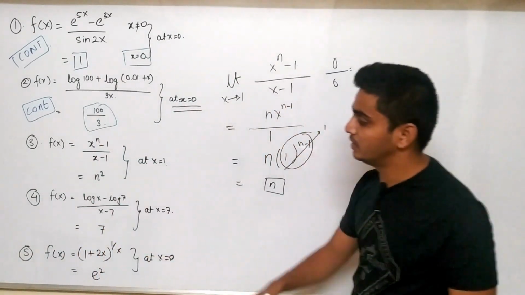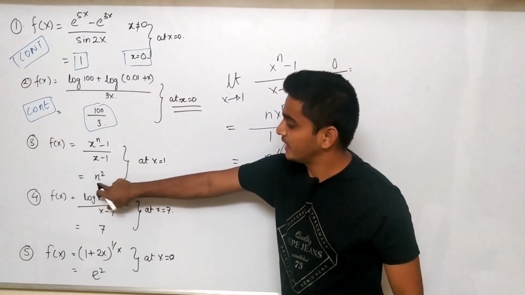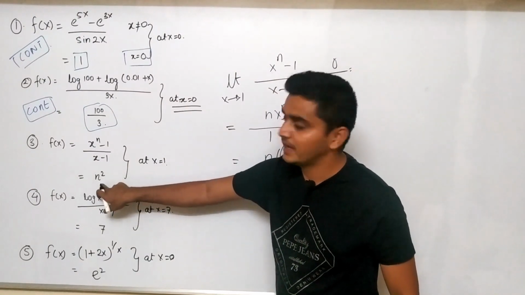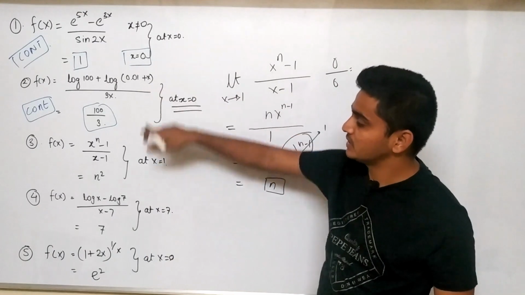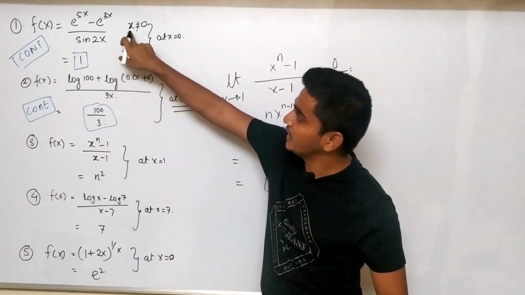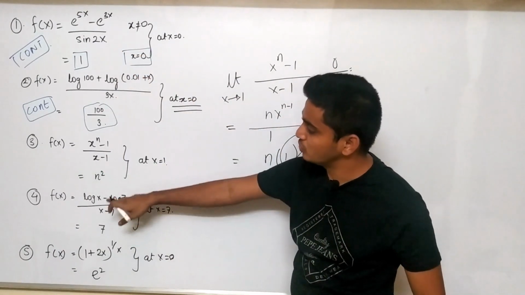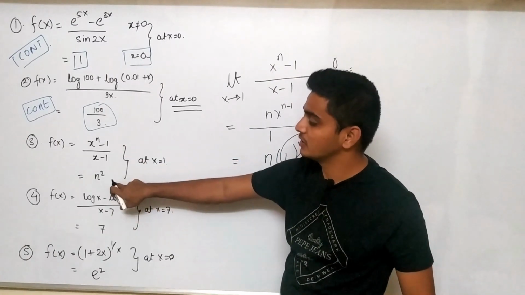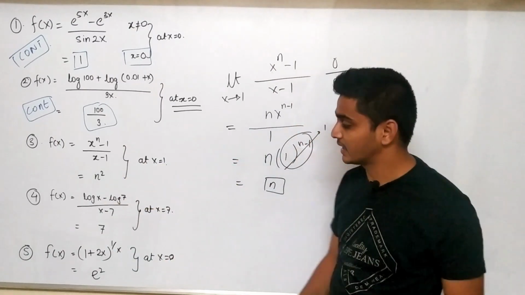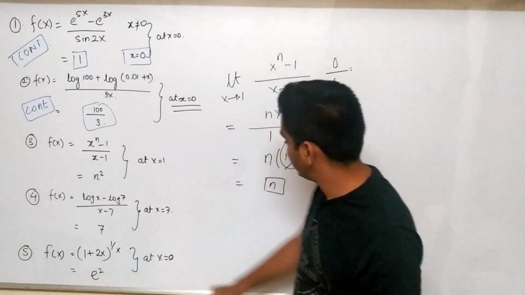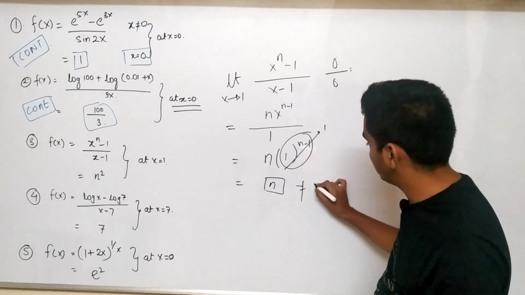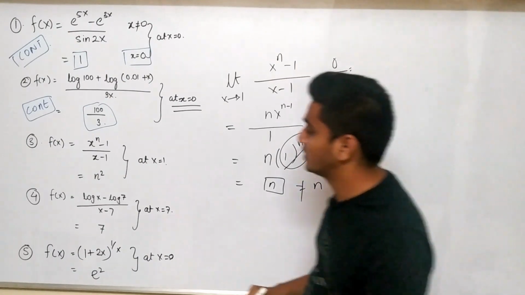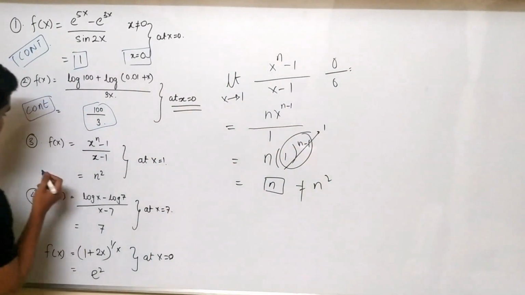But what are we given? We are given that at x equals 1, the function is n square. So for understanding purposes, I have not written all the steps; just consider this as x is not equal to 1 at this and x is equal to 1 at this, which is the second step. So n square is not equal to n. So this function can be called discontinuous.